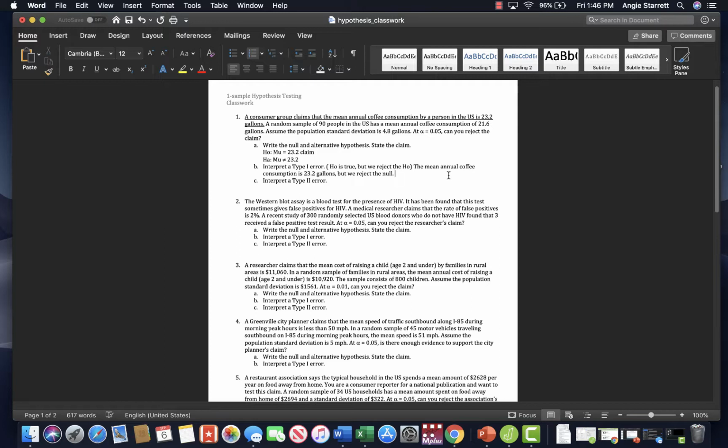Another way we could word this would be the mean annual coffee consumption is 23.2 gallons, but we decide it is not equal to 23.2 gallons.